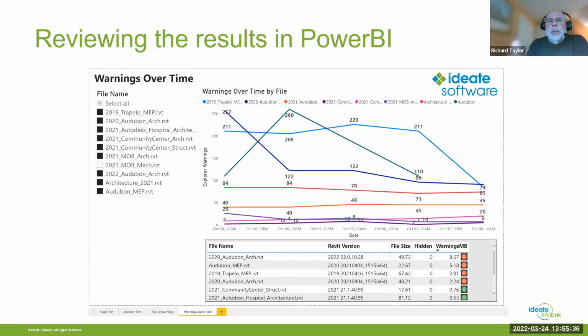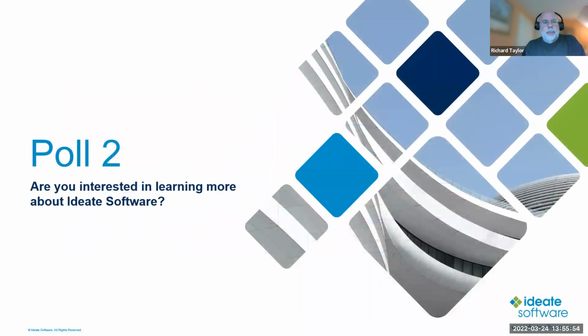And so basically it's automating things that you can do in Ideate BIMLink as well as Ideate Explorer, but it's allowing you to do that with multiple models that may be on BIM 360 or the Autodesk Construction Cloud. And again, allowing you to do that when you would like to schedule it.